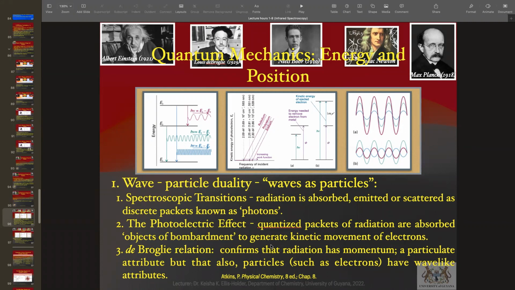And so that in and of itself was phenomenal, because now it created the opportunity for radiation to be expressed in a manner that was similar to objects, literal, physical, tangible objects.